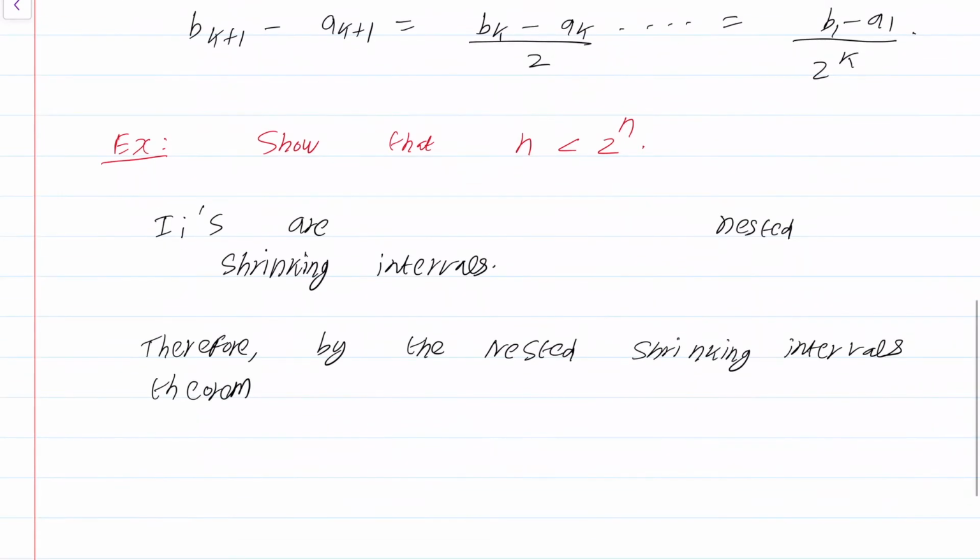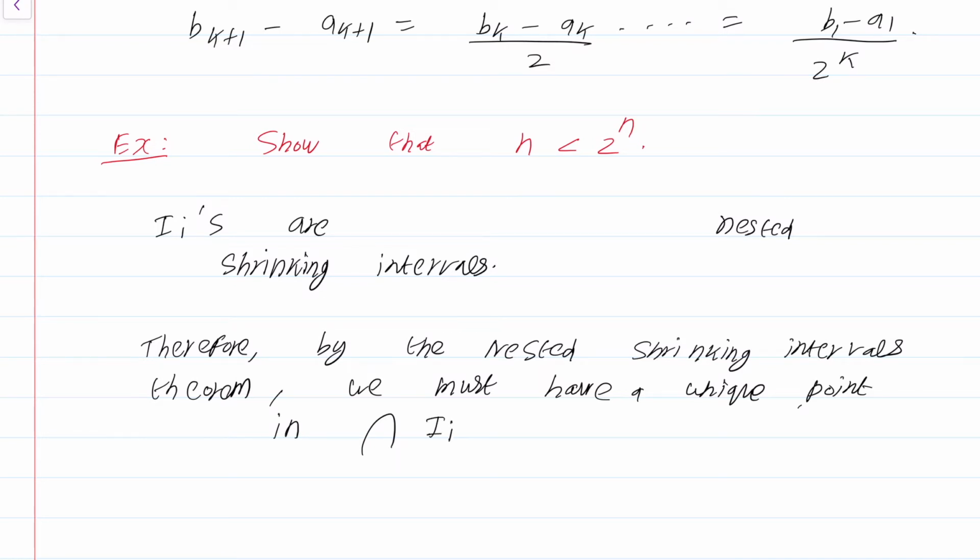we must have a unique point in the intersection of I_n, n equals 1 to infinity. Let's call this single point U.